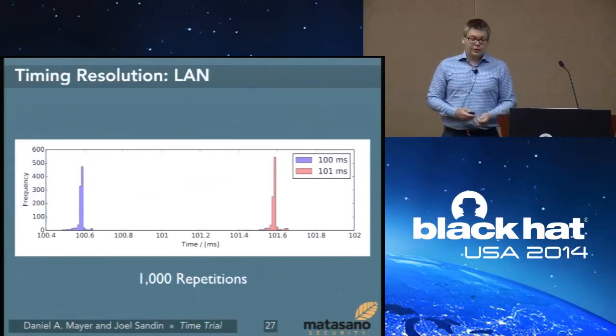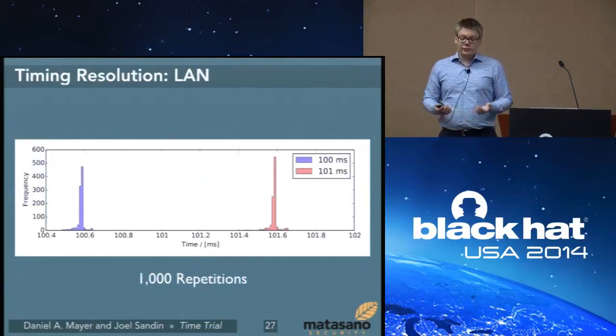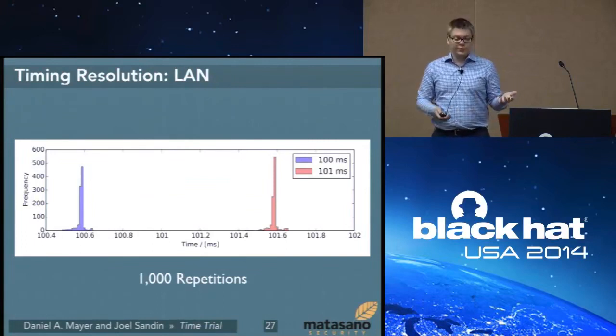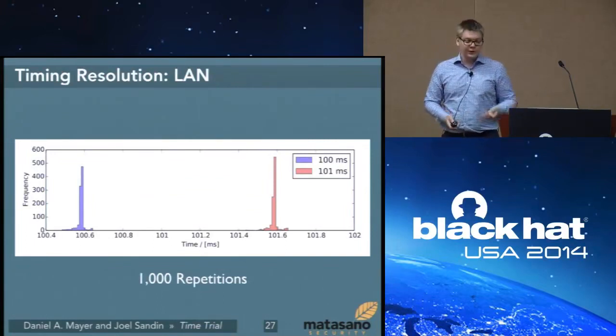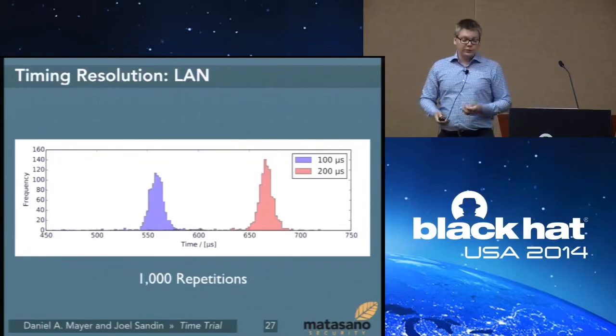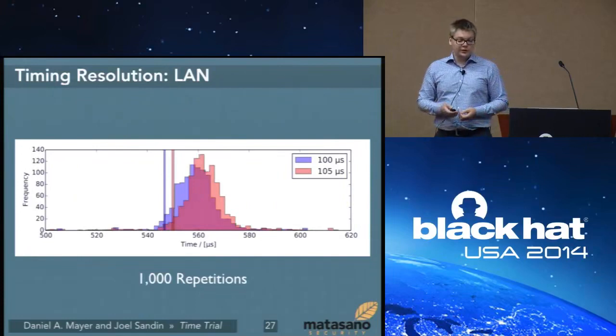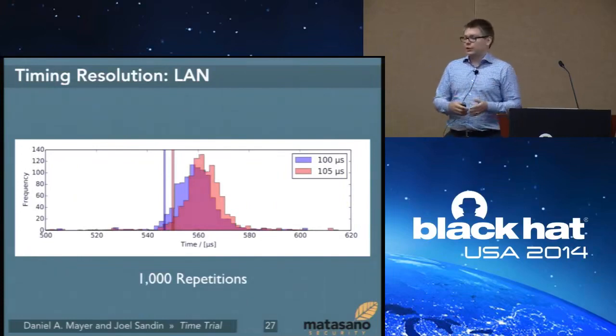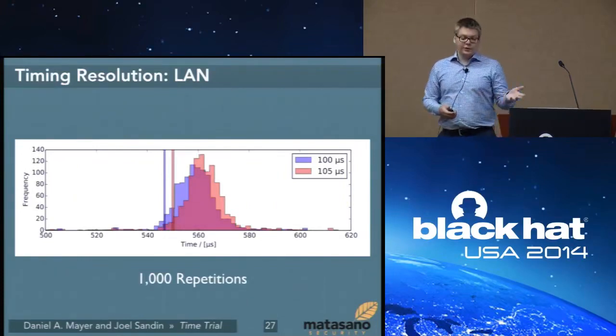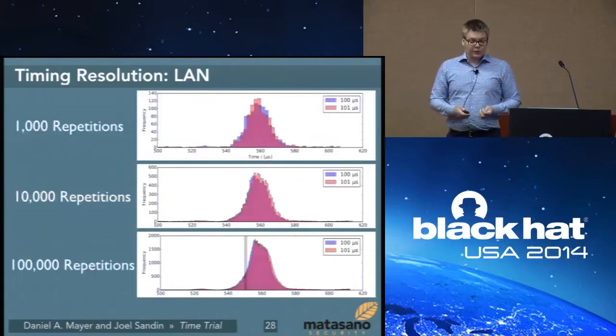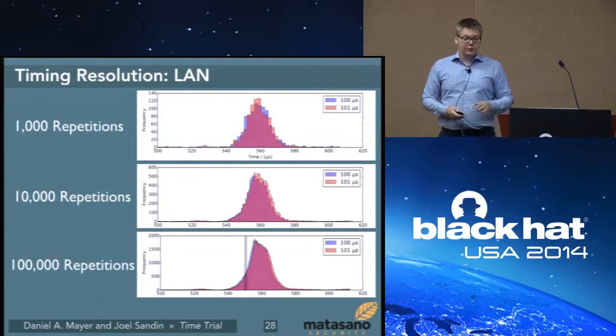So let's look at some plots for this. We started off on a LAN, and we had a 1 millisecond timing difference. So these things are worlds apart, and you don't need any fancy statistical methods to see anything here. Then if you decrease the timing difference to 100 microseconds, 10 microseconds, 5 microseconds, we see the distributions moving closer together, but even at 5 microseconds you can probably still see with the naked eye that they are separated. If you go to 1 microsecond, things are getting a bit more difficult.